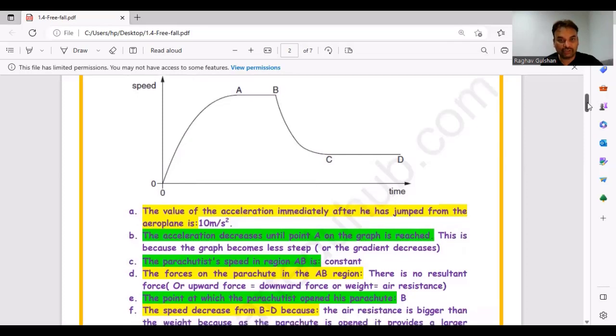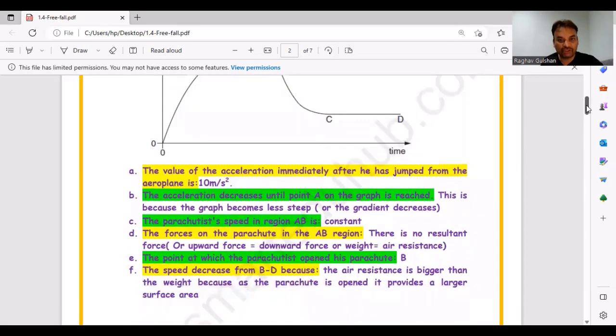So let us understand all these phases, the physics behind these phases, one by one. The first point: the value of the acceleration immediately after he has jumped from the aeroplane is 10 meter per second square. That is the acceleration due to gravity. Gravity attracts everything towards the center of Earth with a gravitational force, and the acceleration in that gravitational force is 10 meter per second square. The exact value of acceleration is 9.81 meter per second square, but to make our calculations simple, we use 10 meter per second square.